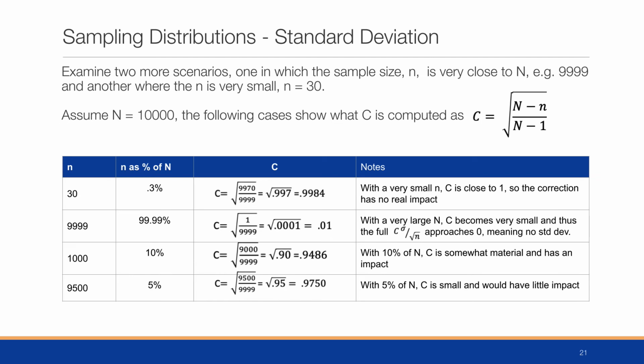In the case where little n is 1,000, that's 10% of the total, we would have a correction factor of 0.9486, and it does have an impact. And in the case of 5%, which is our limit, we have 0.975 as our number, and so it is small and should have little impact, but once you start getting above that number, it will start having an impact. But the default is at 5%. If the sample is greater than 5%, then we start using that.